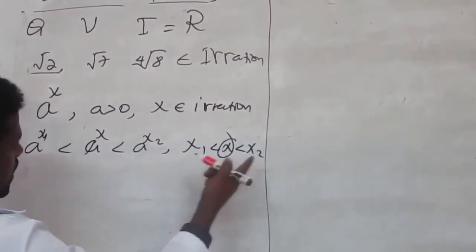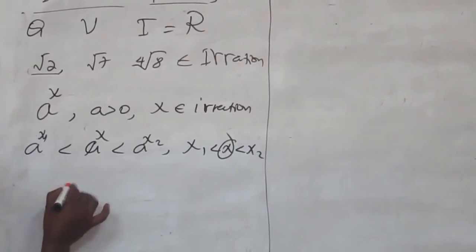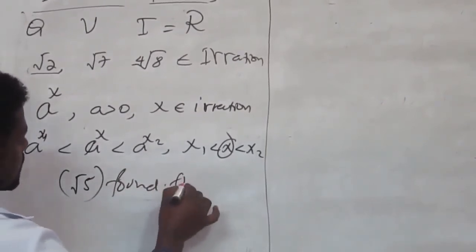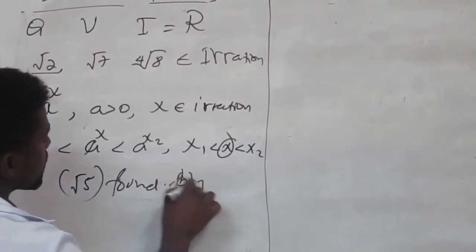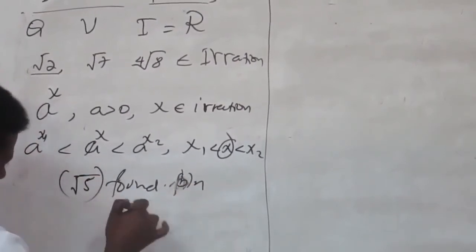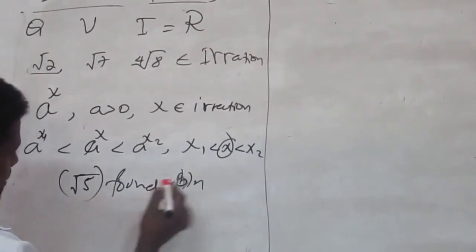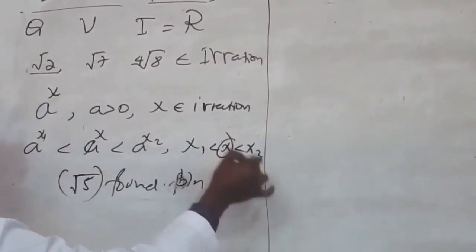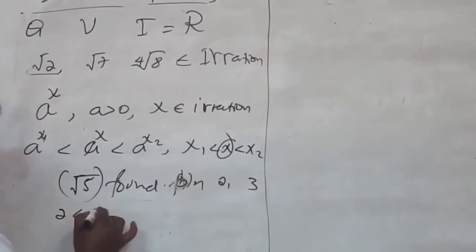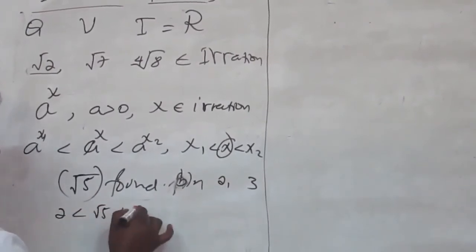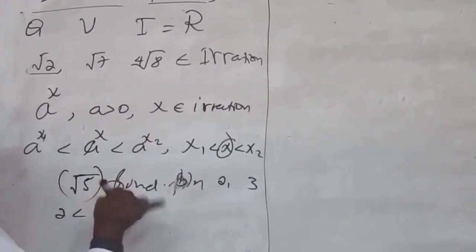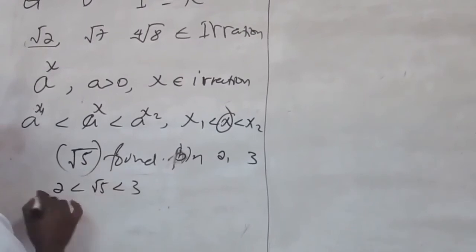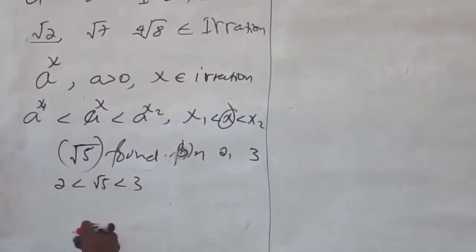For example, let's say the number radical 5 is found between two rational numbers. That is 2 and 3. When you square these numbers, 4 and 9, the number 2 is less than radical 5, which is less than 3. After you square it, you will get 4 is less than 5, which is less than 9. This is the case for irrational exponents.